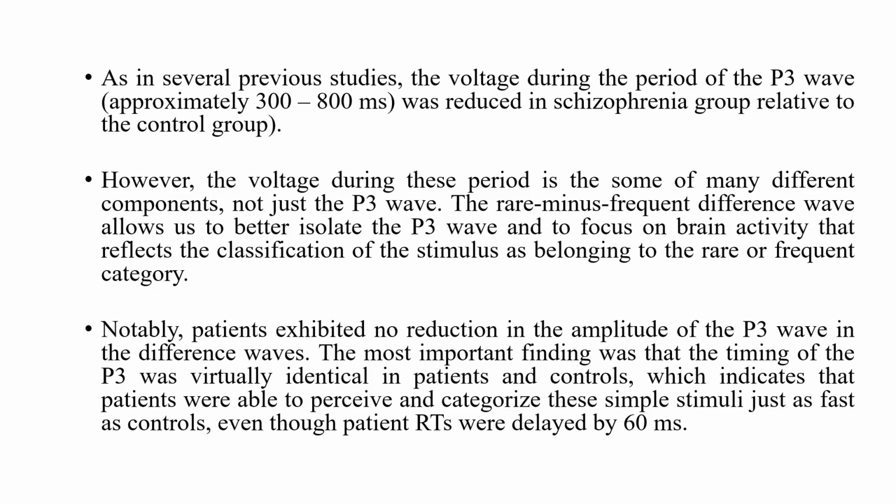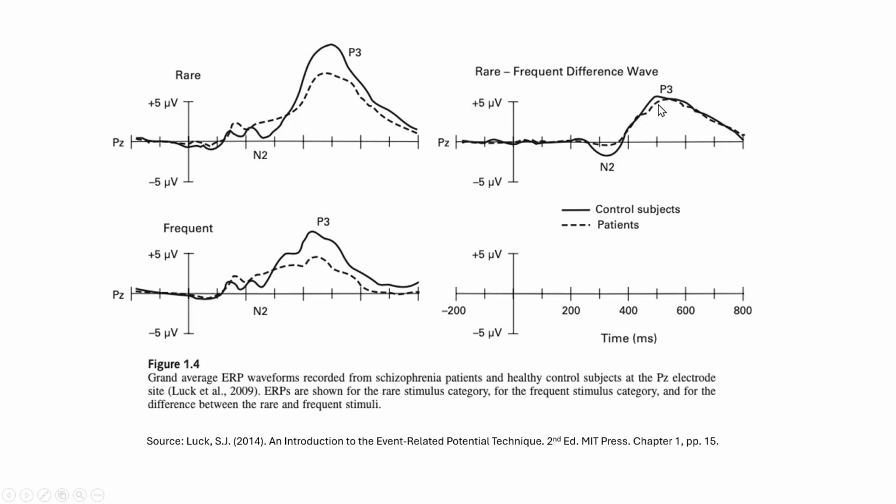However, the voltage during this period is the sum of many different components, and it is not just that of the P3 wave. The rare minus frequent difference wave allows us to better isolate the P3 wave and to focus on brain activity that reflects the classification of the stimulus as belonging to the rare category or the frequent category. Now here you can see the patients exhibited no reduction in the amplitude of the P3 wave in the difference waves. Again the amplitude is pretty much similar for the patients as well as the control subjects for the P3 wave in the rare minus frequent difference wave condition.